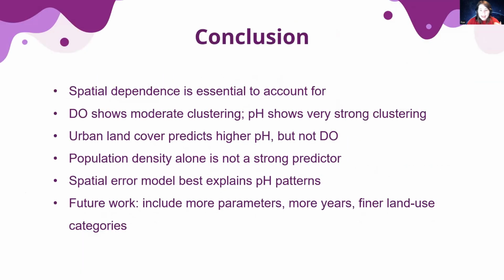Conclusion. In summary, water quality patterns in New Jersey are strongly spatial for pH and moderately spatial for DO. Urbanization raises pH slightly, but does not meaningfully affect DO in this dataset. Population density alone is not a strong predictor of groundwater quality. Spatial analysis proved essential, especially the spatial error model for pH. These findings highlight the value of spatially informed watershed planning and point toward future research that could include additional parameters, more years of data, and finer land use categories.